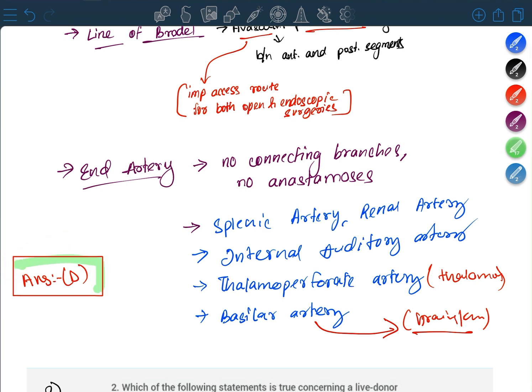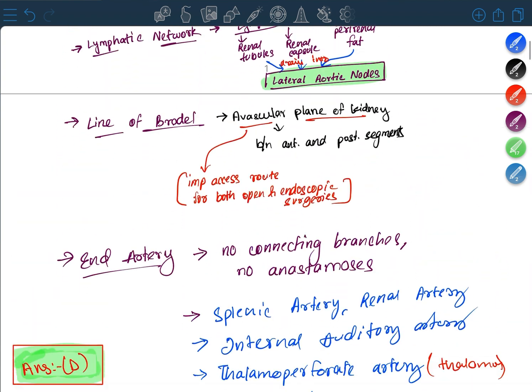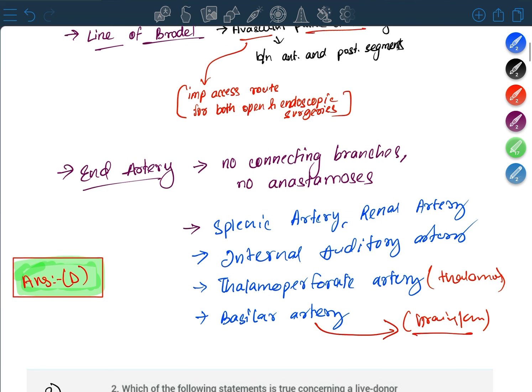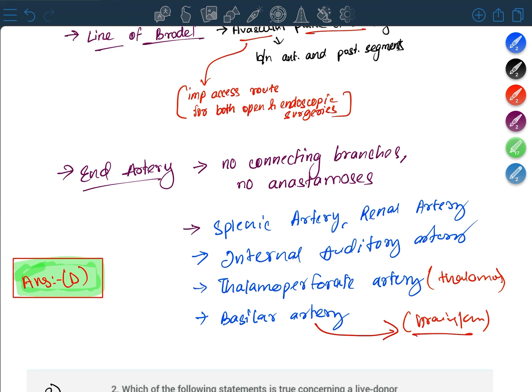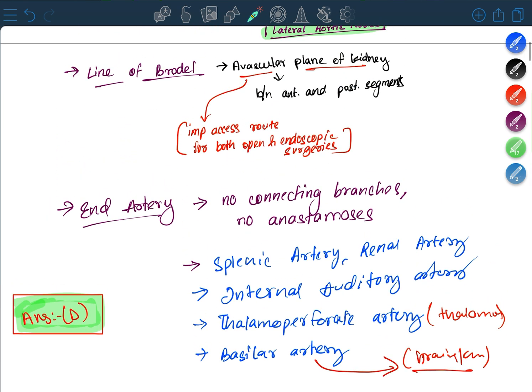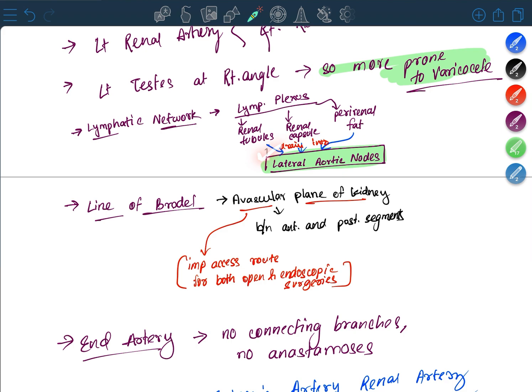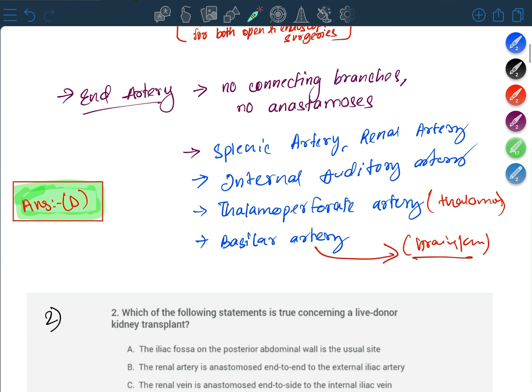Okay, let's move on. I will move on like this: if you can answer it, then skip the explanation. If you know something, then skip the explanation. This was a good question. You needed to have the depth of knowledge. And if you can't, then see the explanation and like this we will move. So the first question has been dealt with. Lateral aortic nodes, the lymphatic plexus. Kidney has a good lymphatic network.